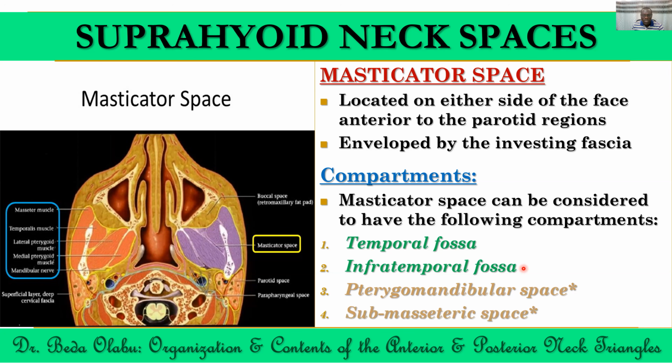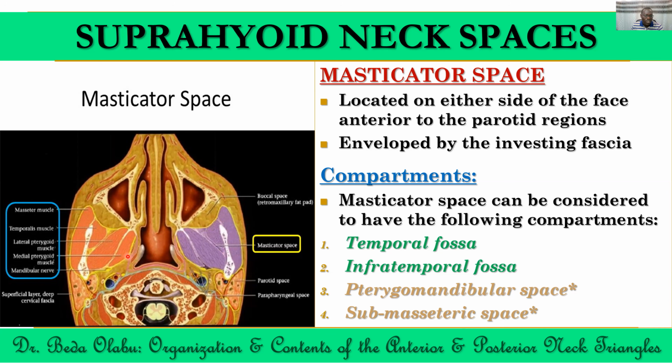There's another space that we call the submasseteric space that we'll also talk about. In this particular image, the submasseteric space will be somewhere there, and the pterygomandibular space will be somewhere here. And then the whole of that is the masticator space.